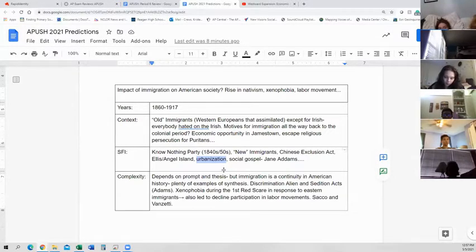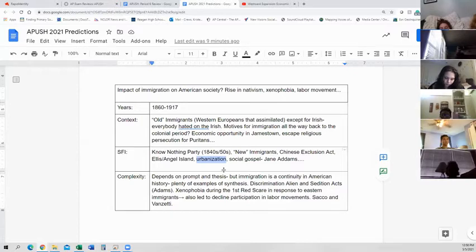Okay, so one of the questions was, can you use the Second Great Awakening for contextualization, because that was a Protestant movement? Yeah, I think that would work. That's good thinking. Especially if somewhere in your thesis you argue that they were maybe discriminated against because of religion, then that would be really good contextualization.